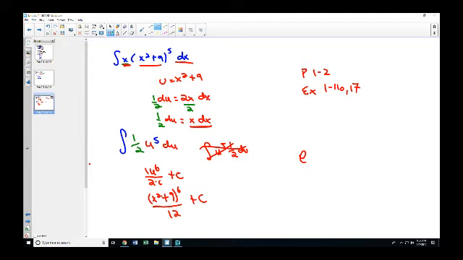Just a side note, we've already done those. What would the u value be? What's the inside of the function? 4x plus 1 is your u value here. But you've already done this. You know that the antiderivative would be e to the 4x plus 1, divided by 4 since that is linear. That's that simple derivative. So you're good here.